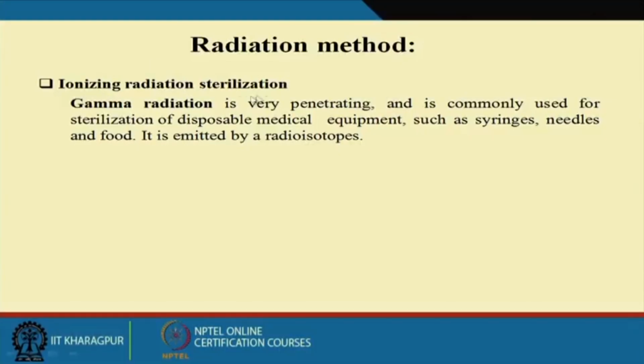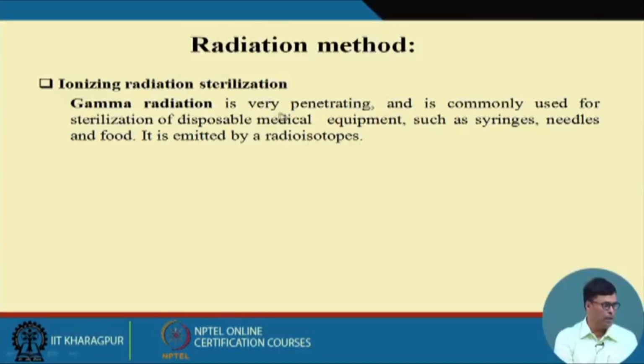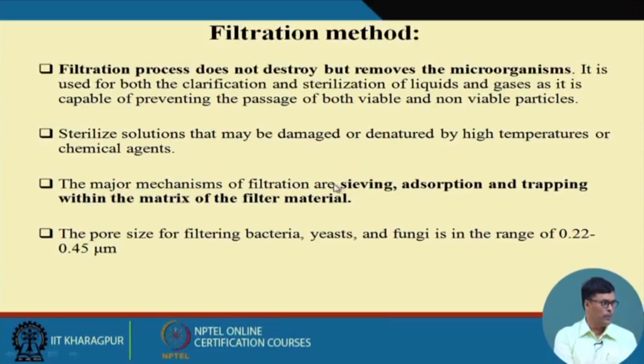Now the radiation method is the ionizing radiation sterilization. Gamma radiation is very penetrating and is commonly used for sterilization of disposable medical equipment such as syringes, needles, and food. It is emitted by radioisotopes. Now second is the filtration methods.